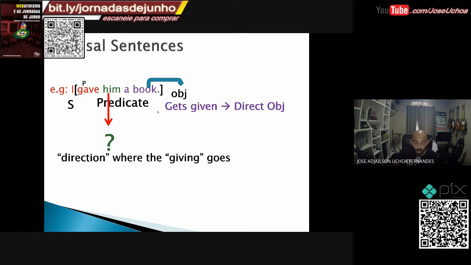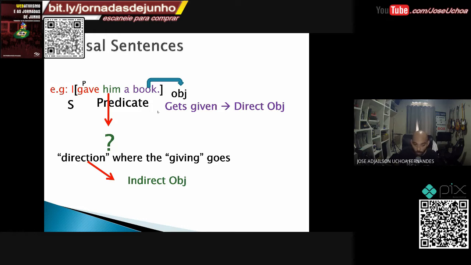And a book is the thing that gets given. It's the object which I act over. So I say that the book is the direct object. I act directly over it. And him is the indirect object, okay? Because it's the direction of my giving. And if there is a direction, there must be a preposition indicating the direction, okay? Is it clear what direct and indirect objects are?